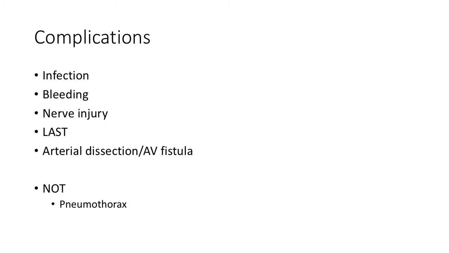Most complications of axillary blocks are not significantly different from other nerve blocks, and they include relatively rare infection, bleeding, nerve injury, and local anesthetic systemic toxicity. But one unique complication is significant injury to the artery, causing dissection, and even in some reports, formation of an arteriovenous fistula. Of note, pneumothorax is not a complication associated with axillary block, unlike other approaches to the brachial plexus.